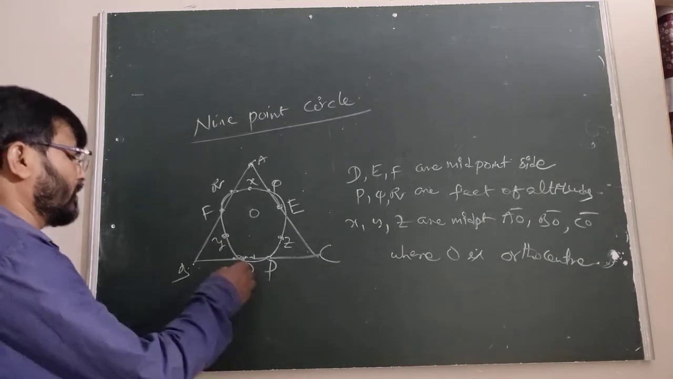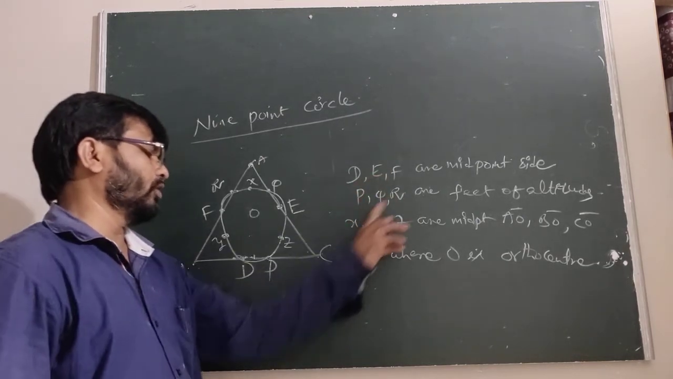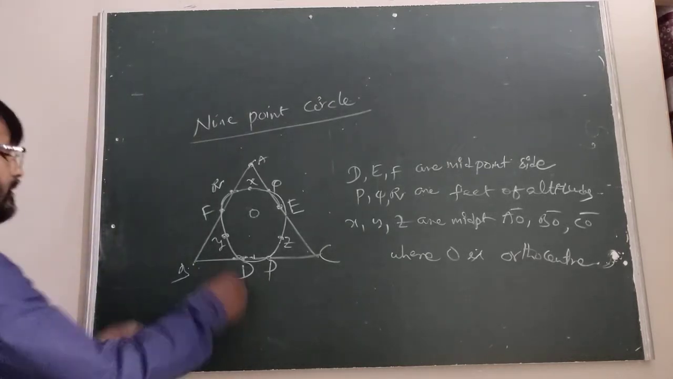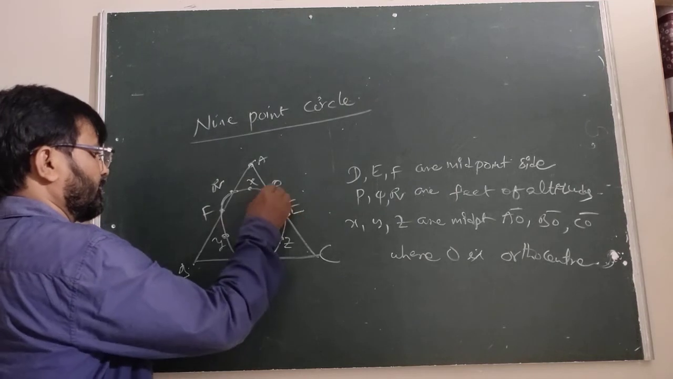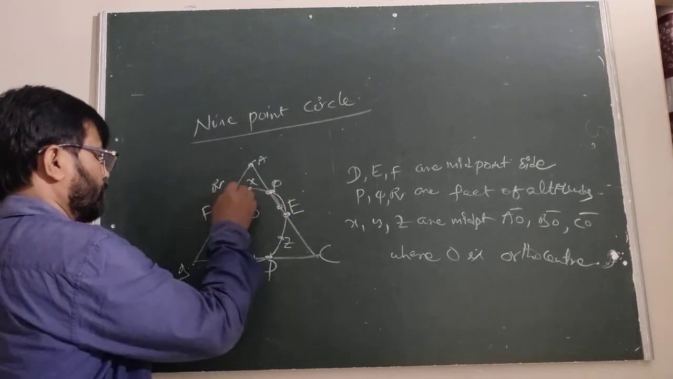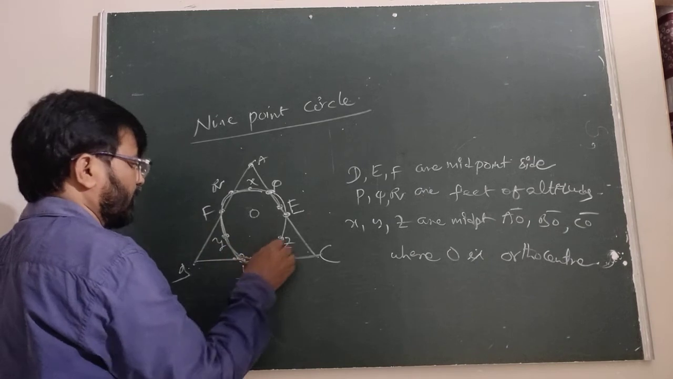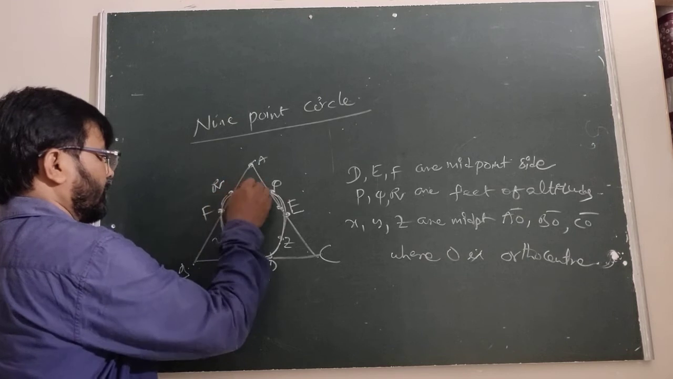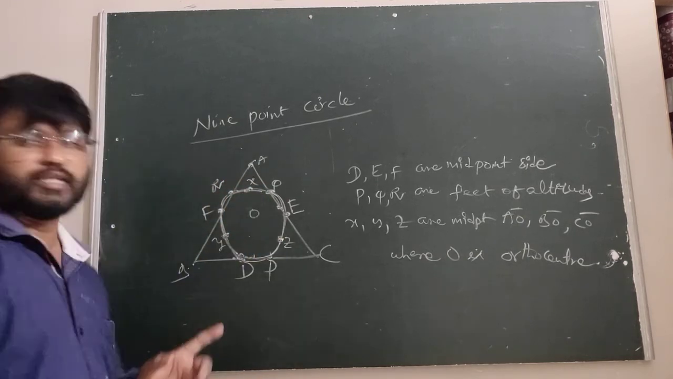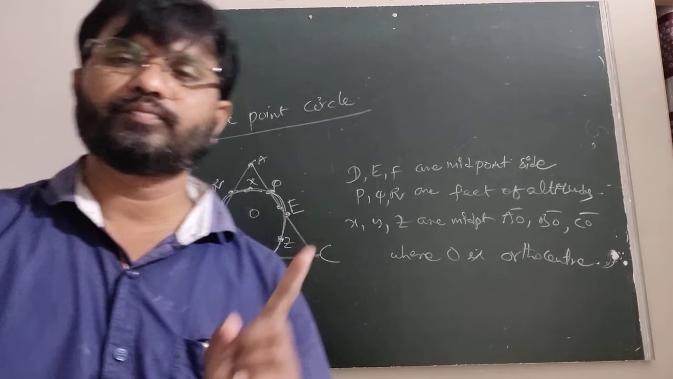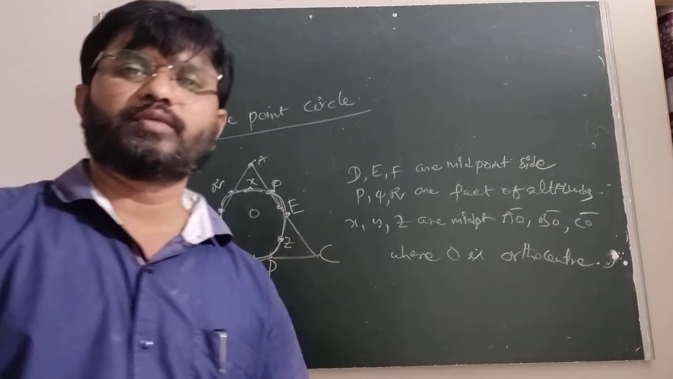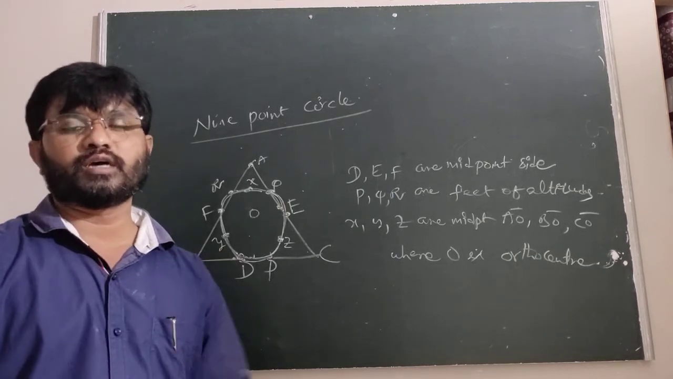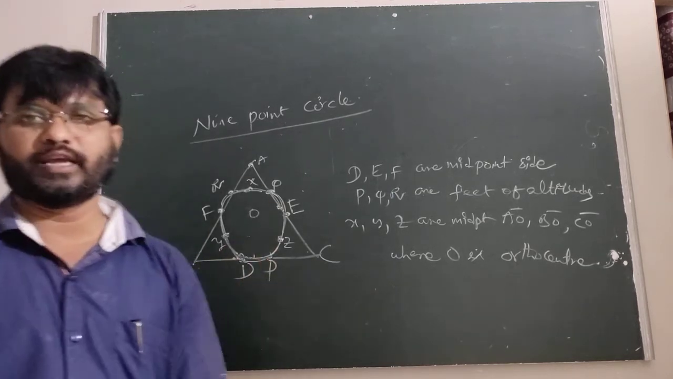Therefore, if a circle is passing through D, E, F, P, Q, R and X, Y, Z, then the circle is said to be a 9-point circle. If a circle is passing through these 9 points, those are 3 midpoints, 3 feet of the altitudes, and 3 midpoints of AO, BO, CO, where O is the orthocenter, then the circle is said to be a 9-point circle.